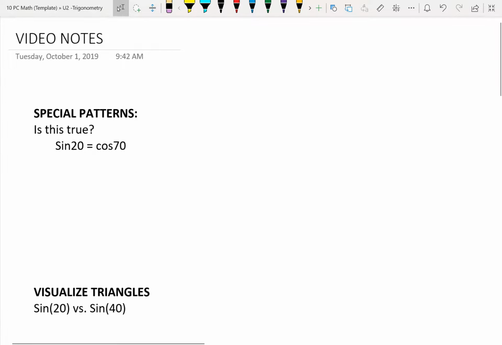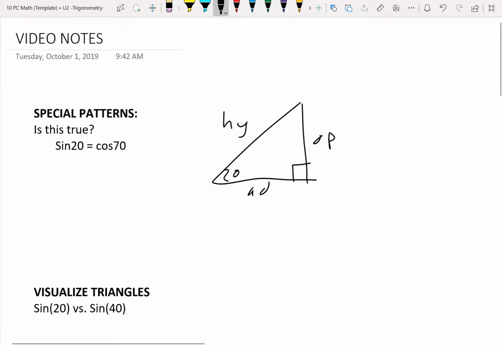Now you could use your calculator and figure it out, but there's a way we can visualize and understand what's happening. So let's start by drawing a triangle. Okay, that's our right angle triangle. This is 20. This is opposite, adjacent, hypotenuse. If I set this up, my sine 20 would be equal to the opposite over the hypotenuse. Okay? So it would be this side over this side.